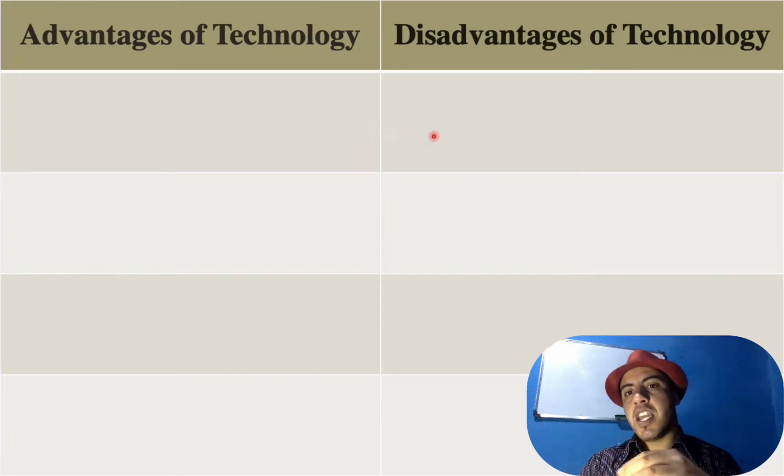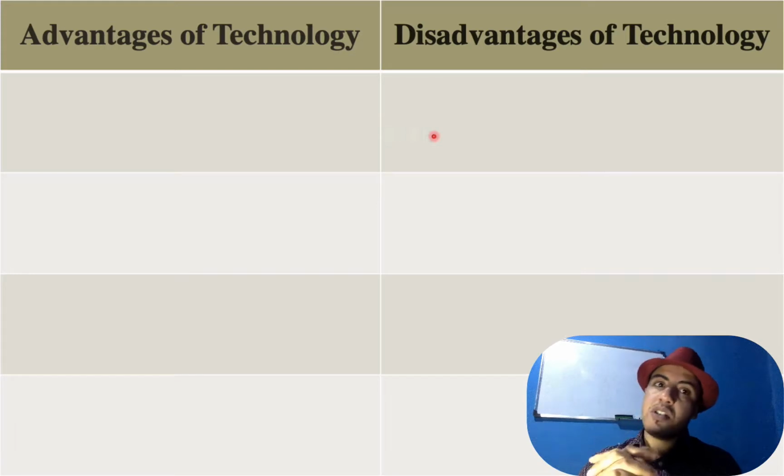For example, when I say internet addiction, is it an advantage or disadvantage? Yeah, good, it is a disadvantage. And easy access to information, yeah, good, this is an advantage.